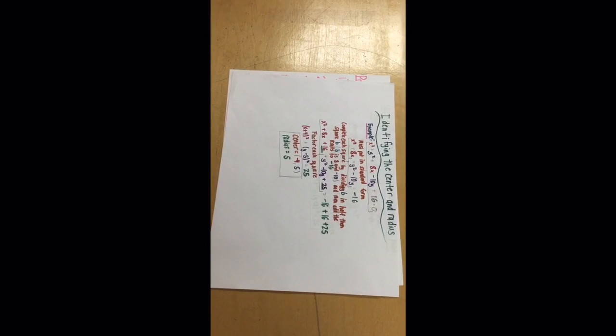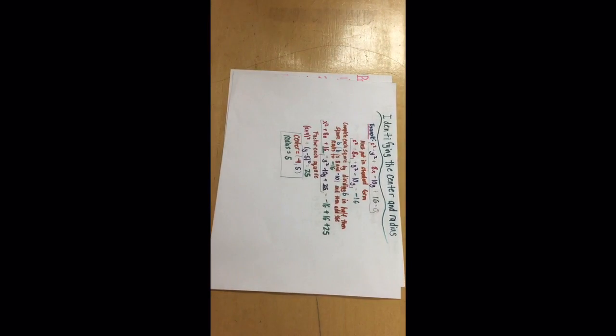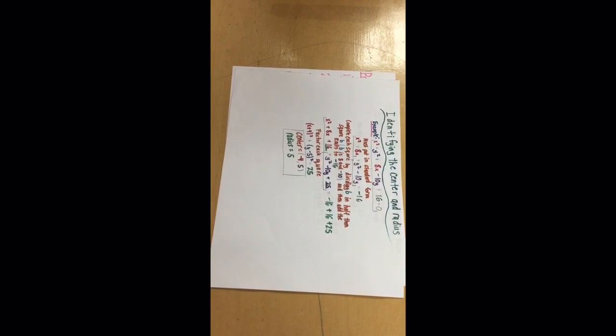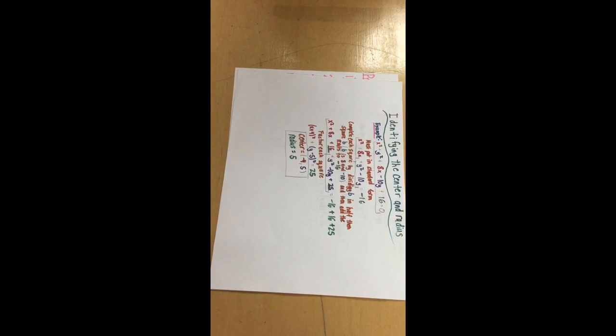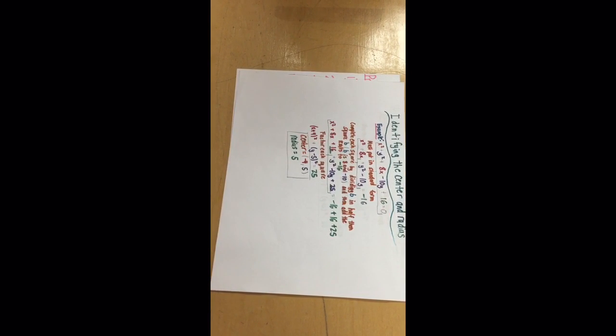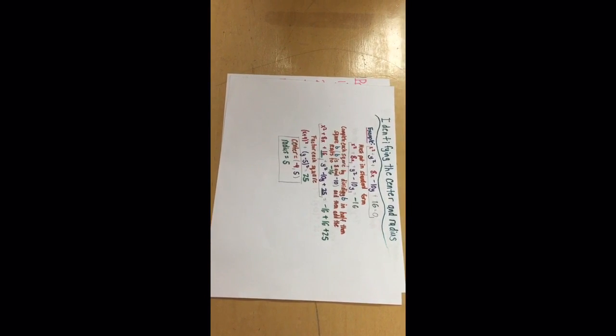Identifying the center and radius. Example, x squared plus y squared plus 8x minus 10y plus 16 equals 0. You must put this in standard form. Complete each square by dividing b in half, then square it. B is 8 and -10. And then add the results to -16. Factor each square.